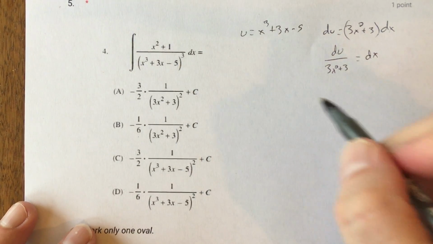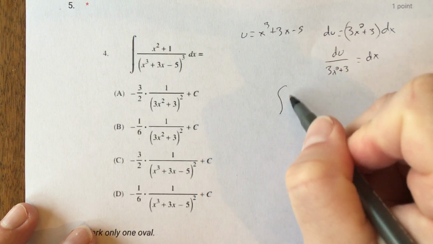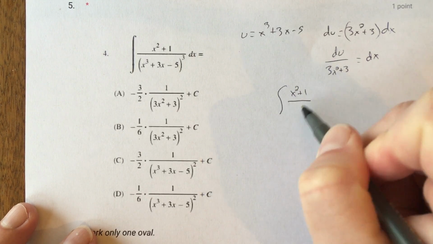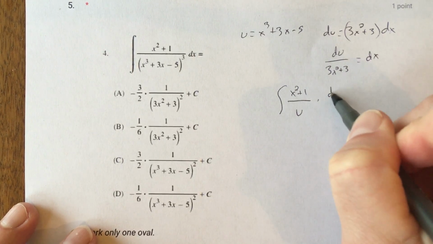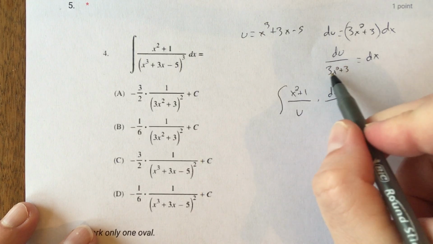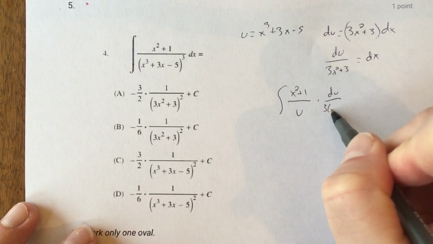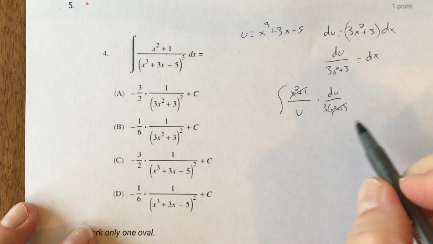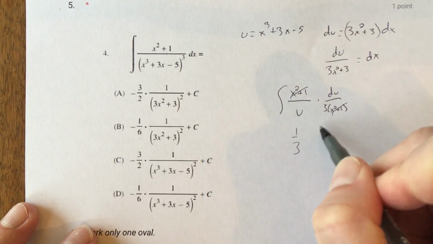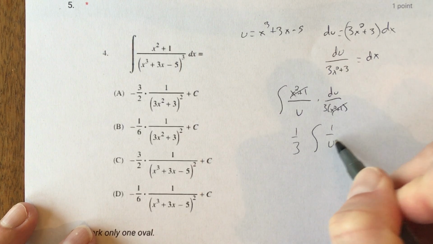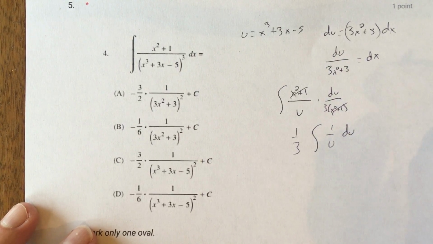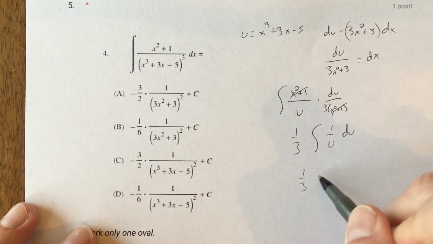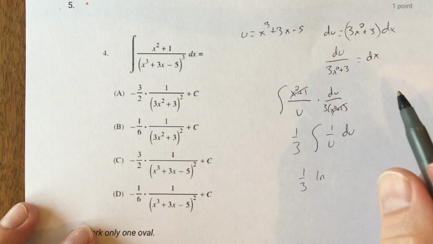So now when we come over here, we're going to have the integral of x squared plus 1 over u times du over, and then this, if we pull a 3 out, would be 3 times x squared plus 1. The x squared plus 1's cancel. We can pull the 1/3 out. We get 1/3 times the integral of 1 over u du, which gives us 1/3 times the natural log.